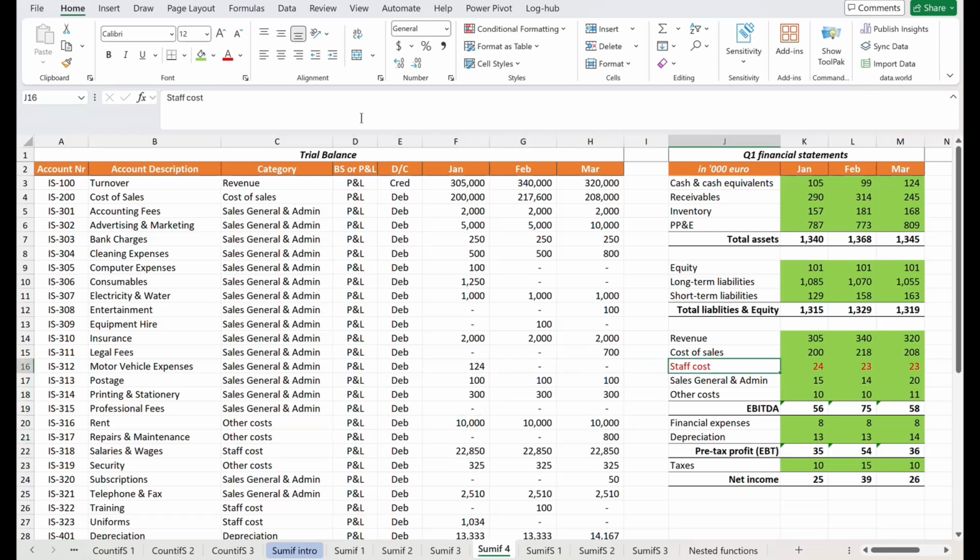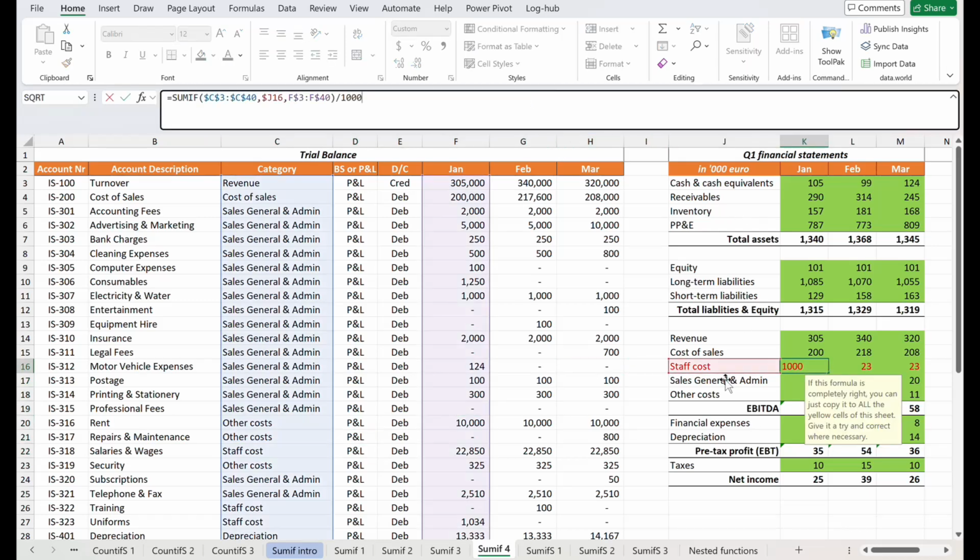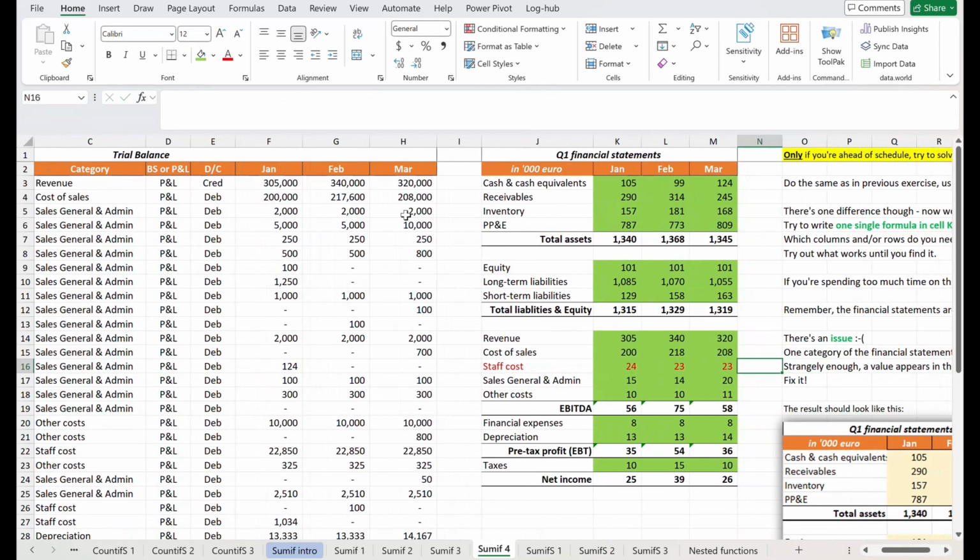But the point is, whatever the criteria is here should also appear here in the range. Otherwise, it won't sum anything.